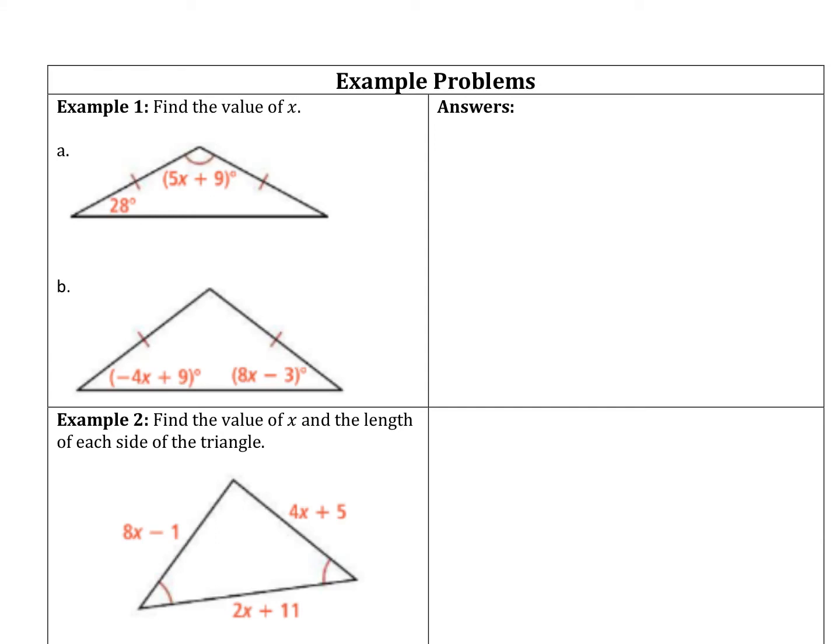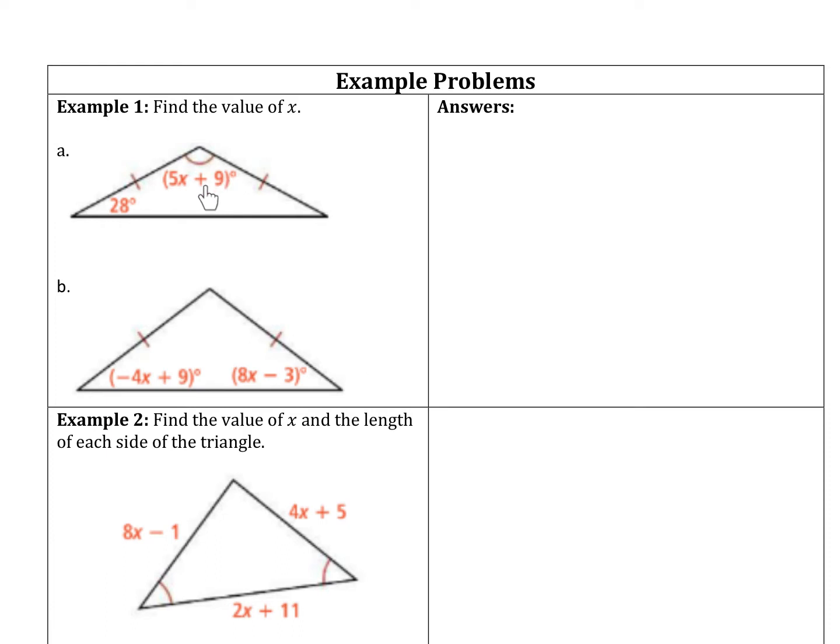All right, let's take a look at a few example problems that use the theorems about isosceles and equilateral triangles that we went over in one of the previous videos. So example 1 here gives us a couple triangles and we have to find what the x is equal to. You can see here we have an angle that says 5x plus 9 degrees, and then we have another angle that's marked as 28 degrees.